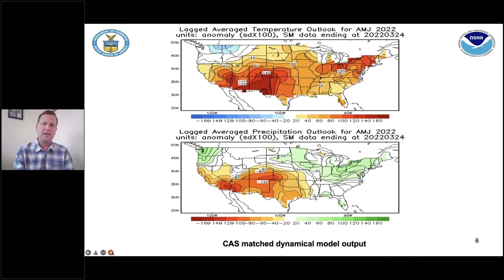And here's the seasonal outlook for April, May, June, and this is using the soil moisture from March 24th. And I will say the temperatures actually matched the dynamical model output quite well from earlier this month. And in the past, during the warm season, we've had fairly good skill using the constructed analog in terms of forecasting seasonal temperatures. Next slide, please.